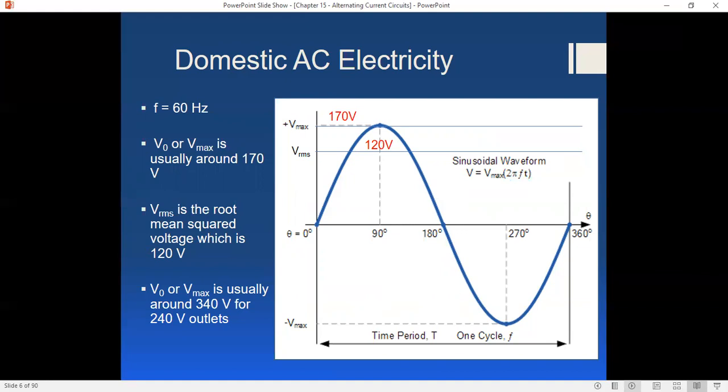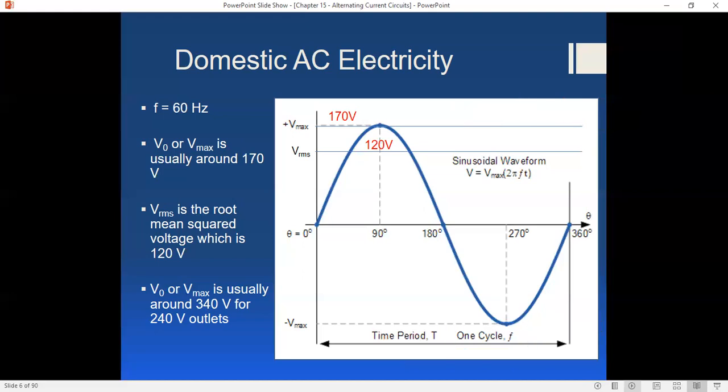But for the United States, our f, our frequency, is 60 hertz. And what that means is every 60th of a second, we are going to see the voltage repeat itself. So 1 cycle is in 1/60th of a second. That's what we've graphed right here.